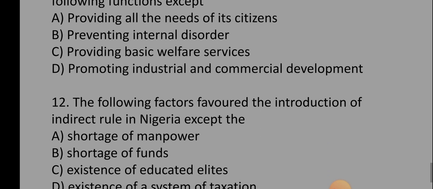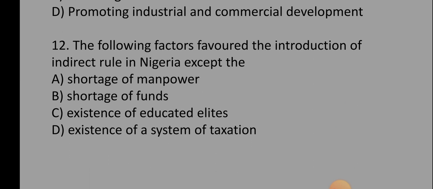All right, let's go to the last question, which says, the following factors favor the introduction of indirect rule in Nigeria except the dash. A. Shortage of manpower, B. Shortage of funds, C. Existence of educated elites, D. Existence of a system of taxation. Okay, the correct option there is option C, which is the existence of educated elites.